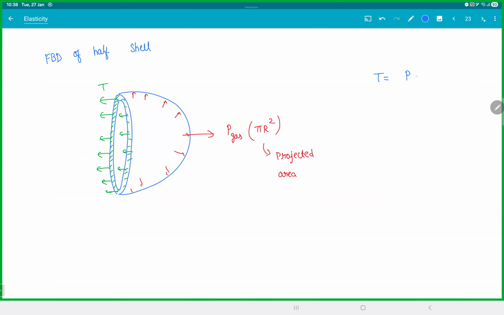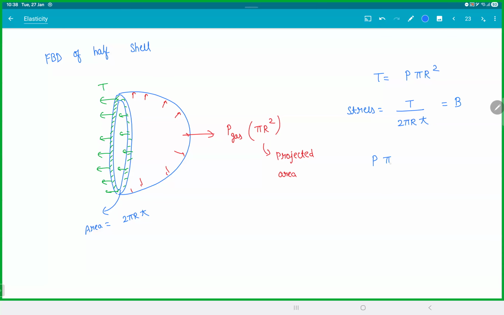Tension is pressure into pi r square. What is the stress then? Stress is tension by area. Which area? The area where the tension is acting. That is tension by area, which is 2 pi r into thickness, small t. That is the shaded area. So it's acting on the circumference with a thin thickness, right? And this should be equal to B because that's the maximum stress you can have.